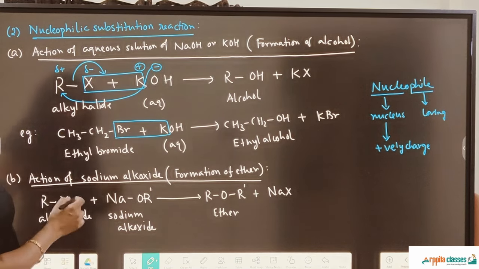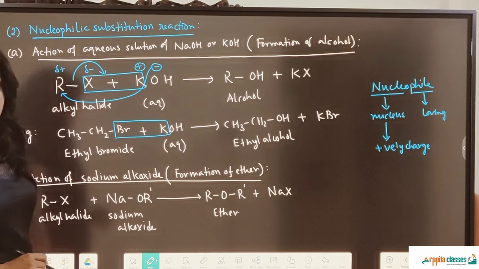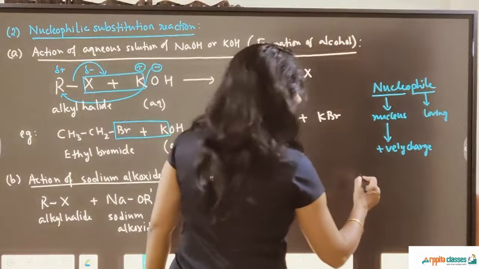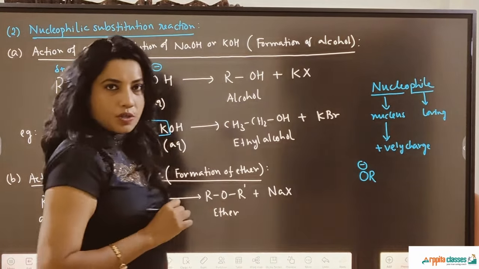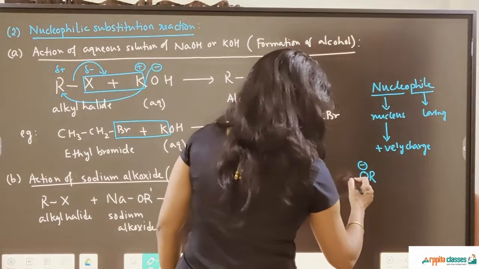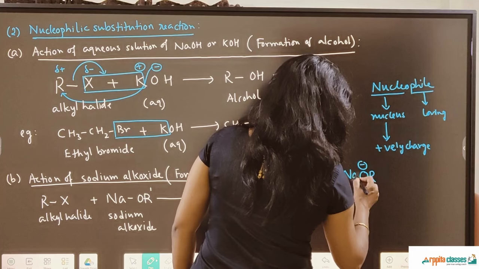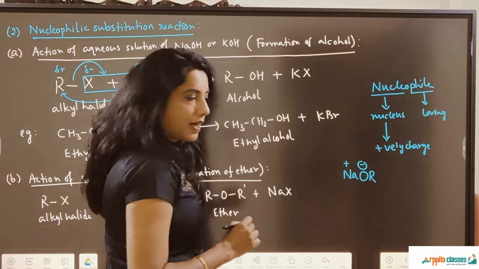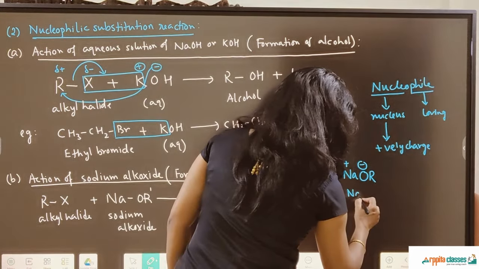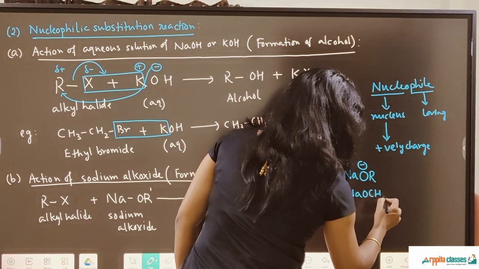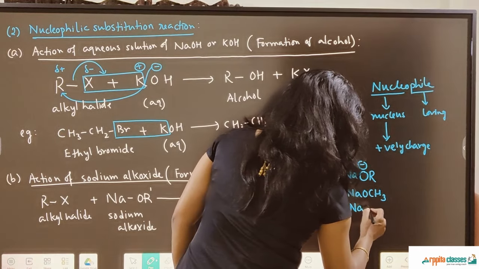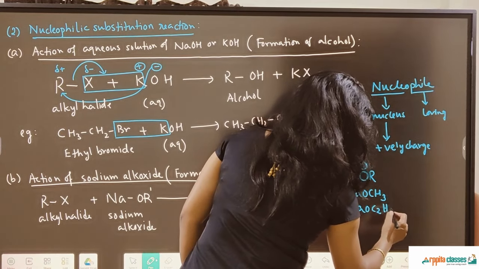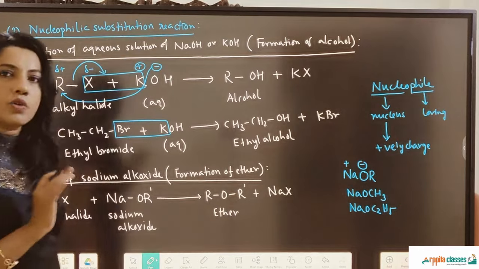Second reaction, under the nucleophilic substitution reaction only, this was the first one. Now the second one is action of sodium alkoxide. What is an alkoxide? Alkoxide is OR minus. Now when you say sodium alkoxide, just add sodium to it. So this is sodium alkoxide. If your R group is CH3, then it is sodium methoxide. If your R group is C2H5, then it is sodium ethoxide, and so on.